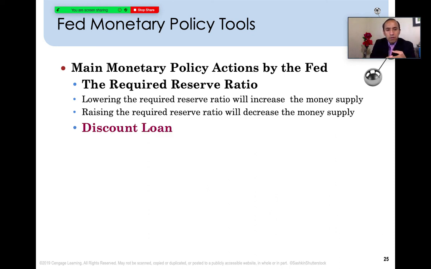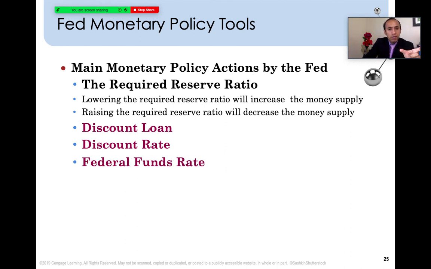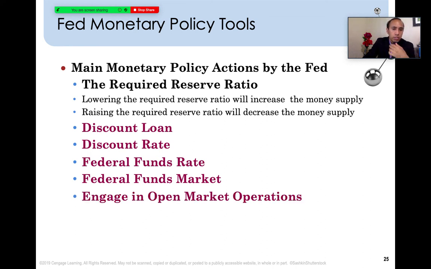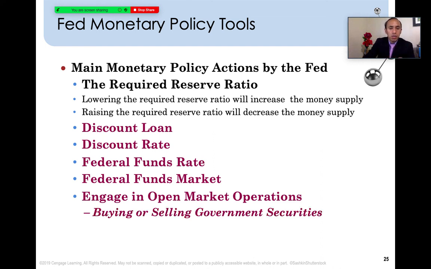Now, it can also offer discount loans to banks. It can influence the discount rate, the discount interest rates. It can affect the federal funds rate and the federal funds market. And of course, it engages in open market operations through the buying or selling of government securities to influence the monetary supply. Major tools of the Fed, either or. Buying or selling government securities can either expand or contract the money supply in the market. Let's take a look at the discount rate and the federal rate and what the difference of those are.